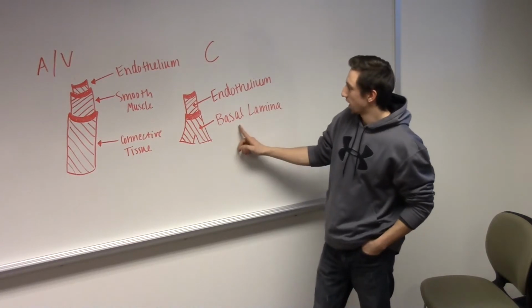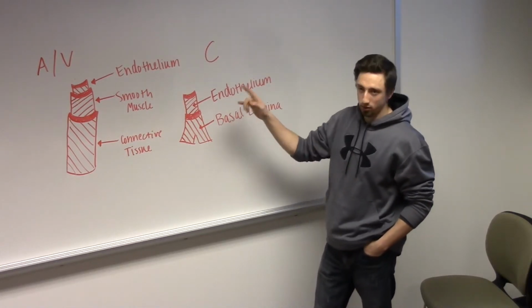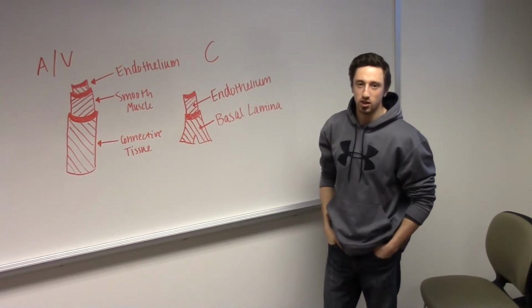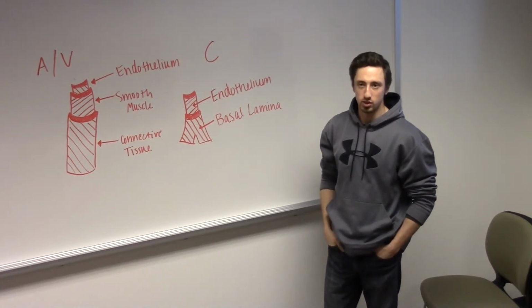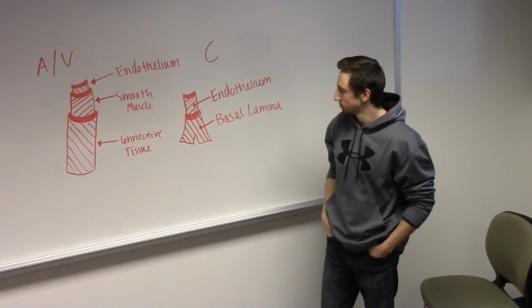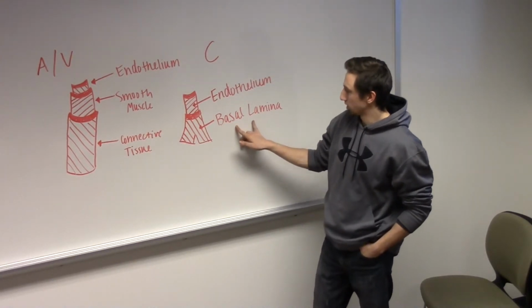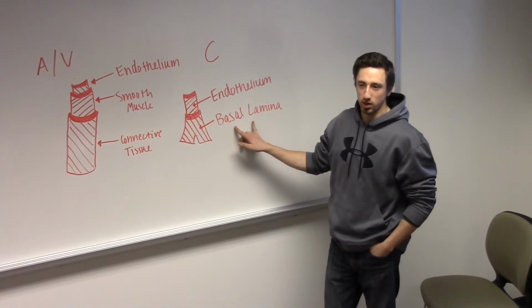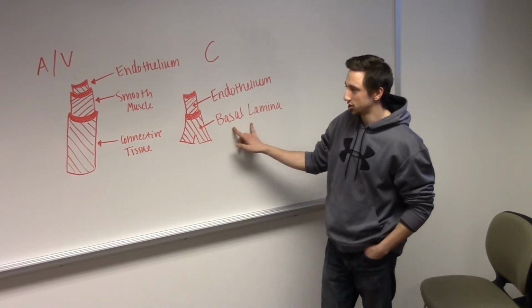Starting with capillaries here, or on all three actually, the endothelium is a flattened layer of epithelial cells, which is super smooth, so it reduces the resistance to blood flow. And the basal lamina on capillaries is where the gas exchange takes place, because it's the only place where the walls are thin enough to permit gas exchange.